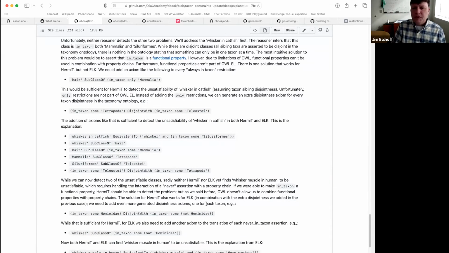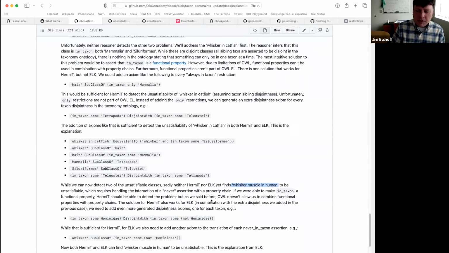And so we still can't find that whisker muscle in human is unsatisfiable. And that is a little bit more complicated than the others because it requires interacting a property chain with a never in taxon assertion. And actually this wasn't working for a long time. I just realized last year that this didn't work. And so it's new information here. If we could have made in taxon a functional property, just to mention that again, HermiT would be able to figure this out. But as we said before, we can't do that.